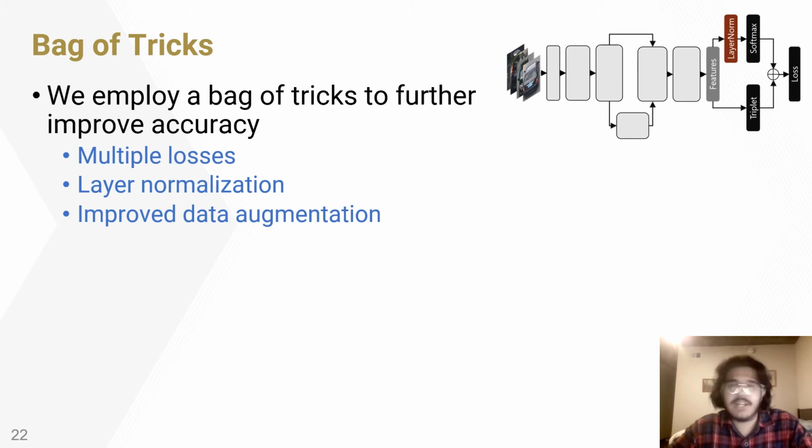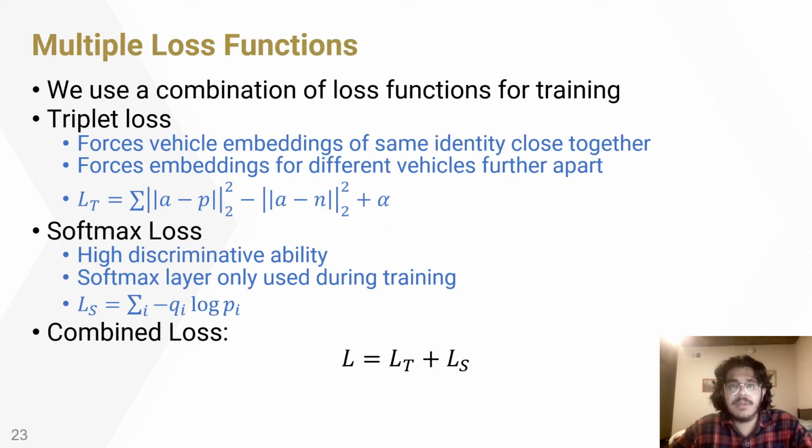Finally, we employ a bag of tricks to further improve accuracy. These tricks include multiple loss functions, layer normalization, and data augmentation. We use a combination of loss functions during training. Specifically, we use triplet and softmax loss together. Triplet loss ensures vehicles of the same identity are clustered together, while vehicles of different identities are pushed further apart in the embedding space. Softmax loss is used to further increase discriminative ability.